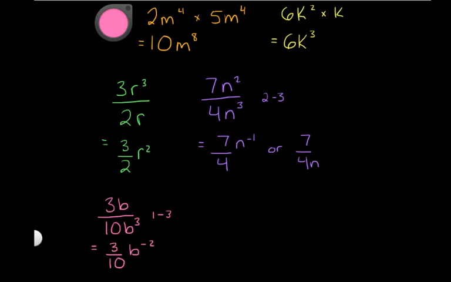Or I can flip this around and I can say 3 over 10 b squared. All right? So I'm taking it from the top and moving it down to the bottom, just like I did with the purple question over here, with 7 over 4 n.